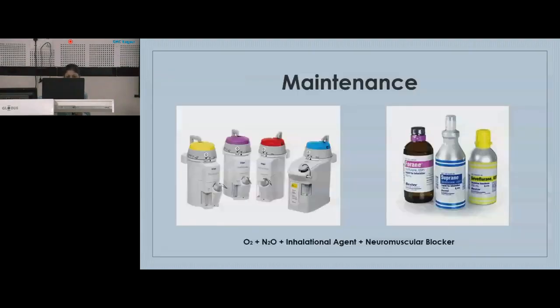So maintenance of anesthesia is done on oxygen, nitrous oxide, and inhalational agents like sevoflurane, halothane, desflurane, isoflurane, and intermittent doses of neuromuscular blocking agent after giving the bolus dose. The neuromuscular blocking agents mostly we use are vecuronium, atracurium and rocuronium.